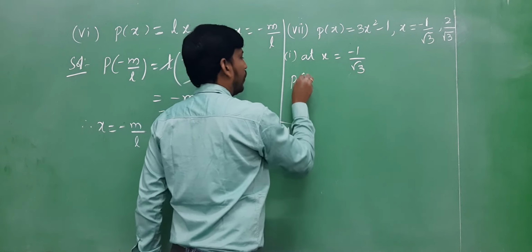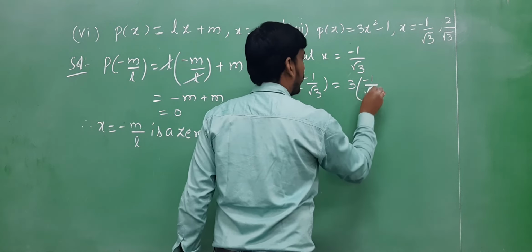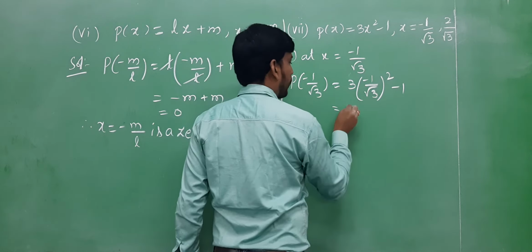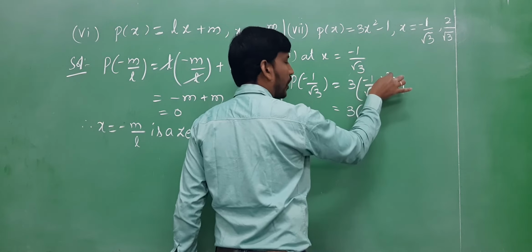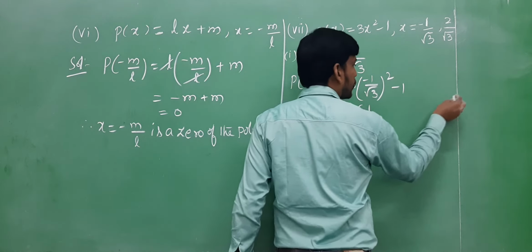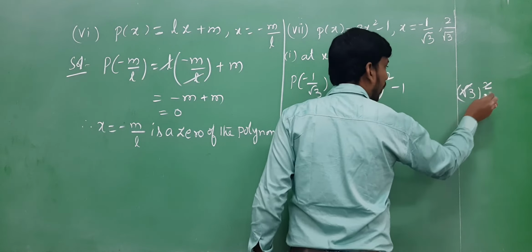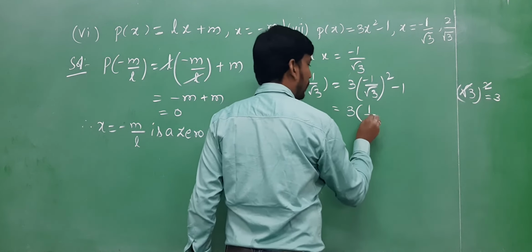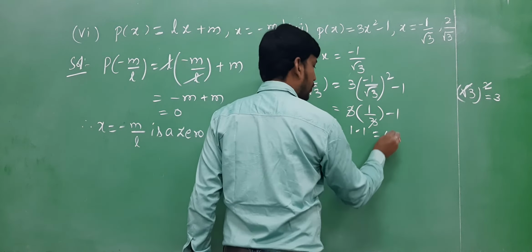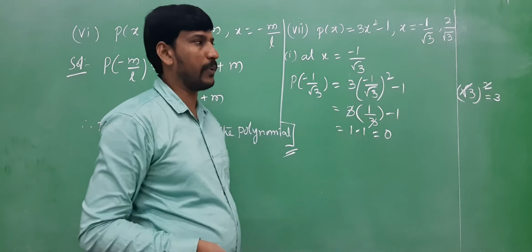Then p of minus 1 by root 3 is equal to 3 into minus 1 by root 3 whole square minus 1. Now which implies 3 into minus 1 to the power of square is plus 1 under square root of 3 whole square. Children, square root of 3 whole square is nothing but square. Square will be cancelled. The leftover part is 3 only. So 1 by 3 minus 1. So 3 will be cancelled. 1 minus 1 equal to 0. Okay? So at minus 1 by root 3 we got the value of the polynomial as 0.